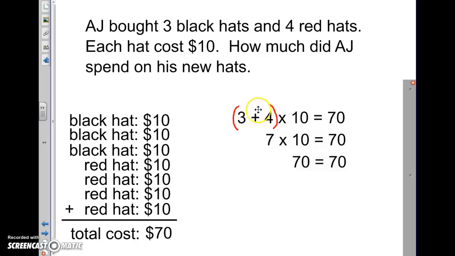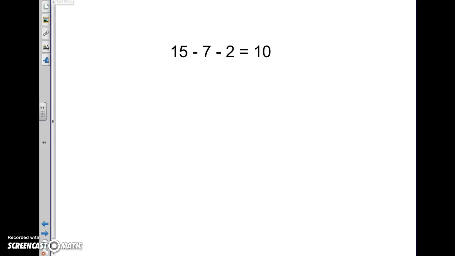So we're adding 3 plus 4 first, which gives us 7, and then we're multiplying by 10. So 3 plus 4 equals 7, so now we have 7 times 10 equals 70, and 7 times 10 does equal 70. So now we know that this is correct. You can see that parentheses really do make a difference when we are writing expressions and equations. So we're going to look at a couple of examples and work through them right now.